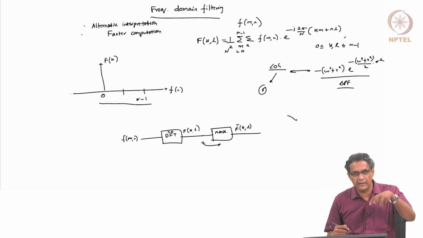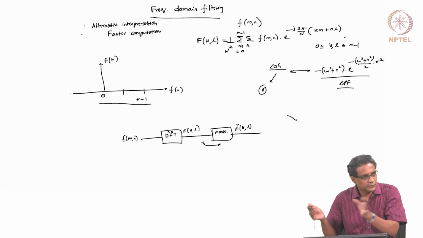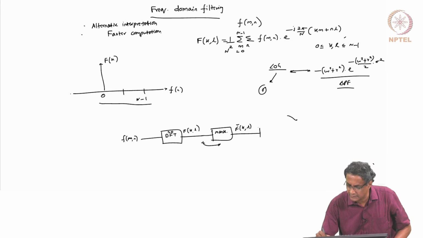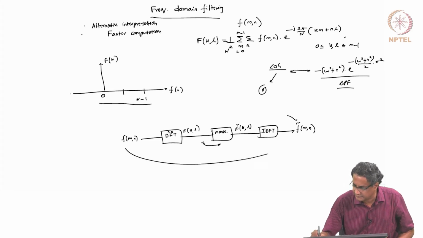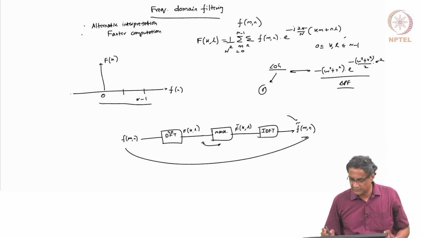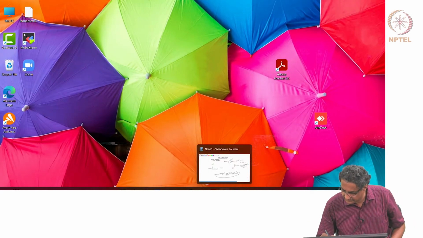So that mask could be a band pass filter, it could be a high pass filter, it could be a low pass filter, whatever it is. So you directly multiply in the Fourier domain, and then you do an IDFT, which is again a 2D IDFT, and then out comes, let us say, f tilde m comma n, which is like a modified version of f m n. This is some filtered version, and you can see that here in these slides.